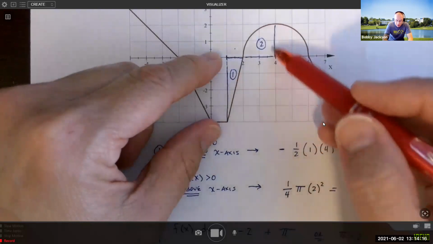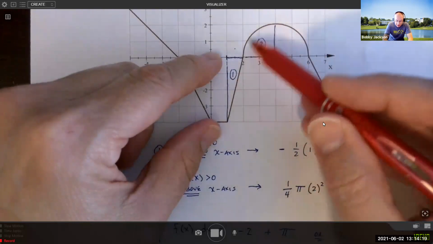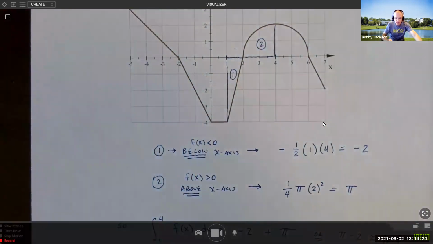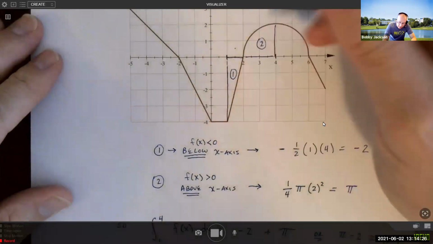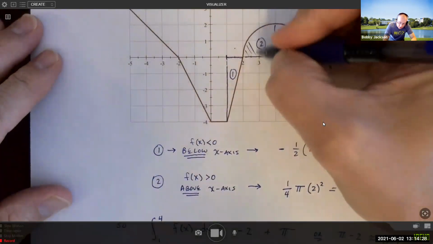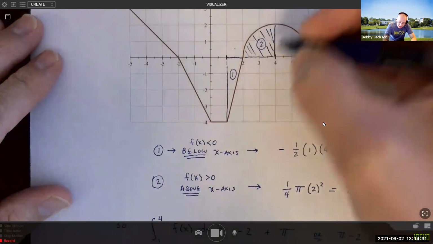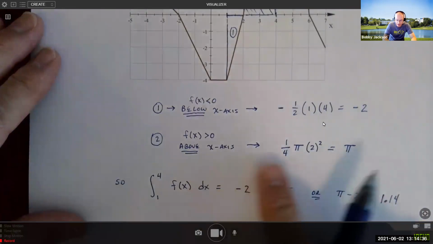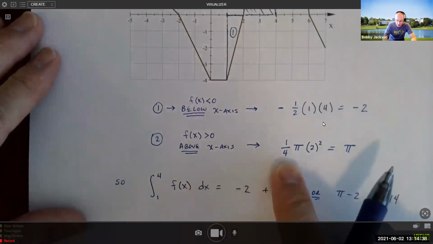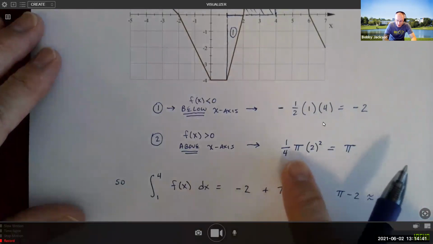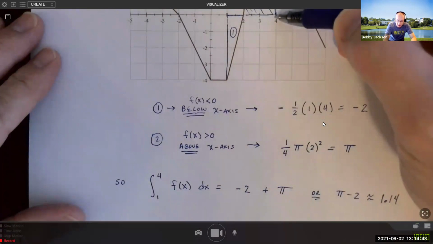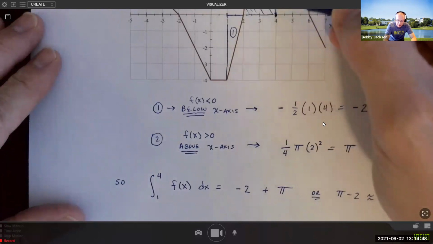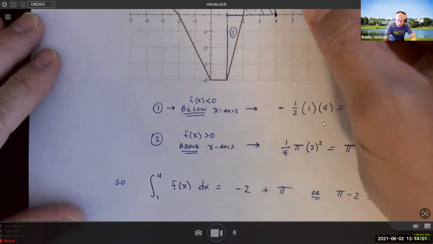And then for region 2, the function is above the x-axis. And so this region here that I've got is going to be positive area. All right, so this area in here. And what is that? That's a quarter of a circle. And so for region 2, since we're above the x-axis, it's 1/4 of the area of a circle. What's the area of a circle? Pi times the radius squared. What's the radius of this circle? The center is right here. And so going up or going over, we see that the radius is 2, right? The distance is 2 all the way around.